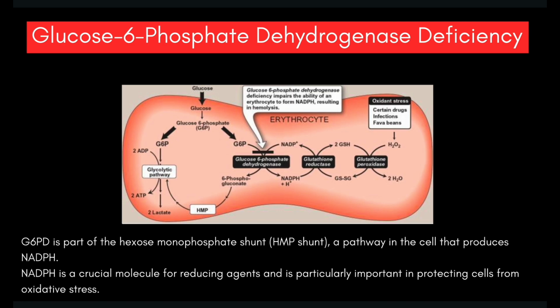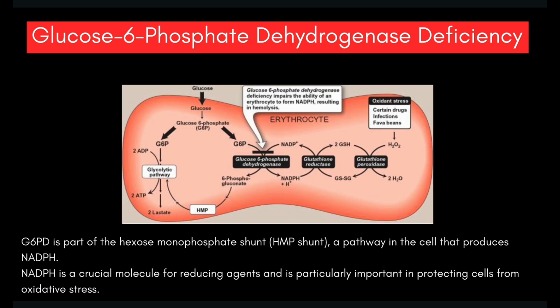The main triggers of G6PD deficiency are certain drugs like antimalarials, like primaquine, sulfa drugs, dapsone, and certain antibiotics, which can trigger hemolysis in individuals with G6PD deficiency. Certain infections or illnesses can also act as triggers. Foods like fava beans are known to trigger hemolysis in certain cases.